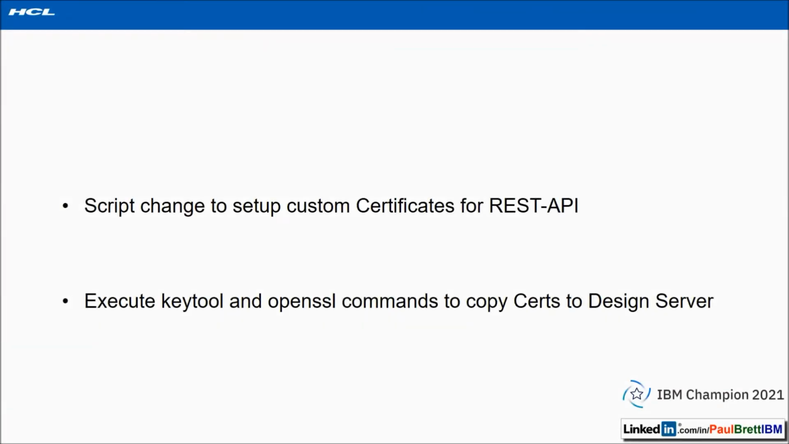For today's session, I'm going to be showing how to make a script change so that during an installation of the design server, the REST API will generate custom certificates. We will then execute a selection of keytool and openssl commands to extract those certificates and then reapply them back to design server. In this way, both parts of the product will be using the same secure certificate.